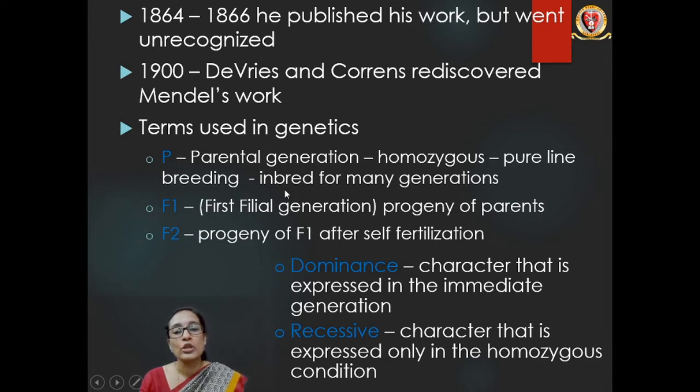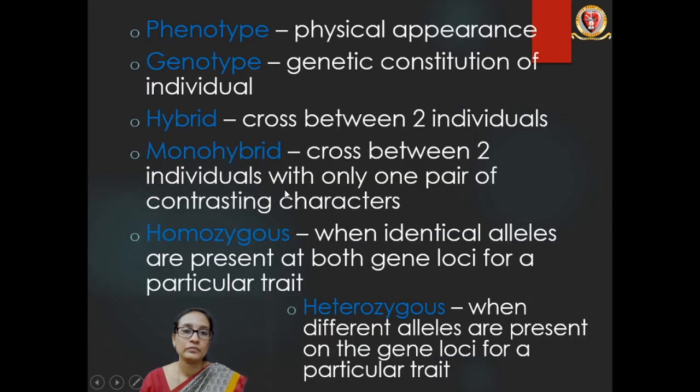Certain characters which are expressed only in the homozygous condition are called recessive characters. Now what is a phenotype? It is the physical appearance of the organism. So for example, if you take flower color, purple color is the phenotype of a particular plant, or white flowers are the phenotype of a particular plant. The genetic constitution of the individual makes its genotype.